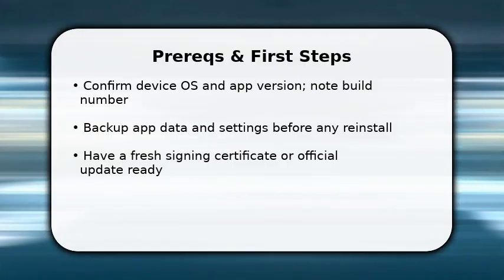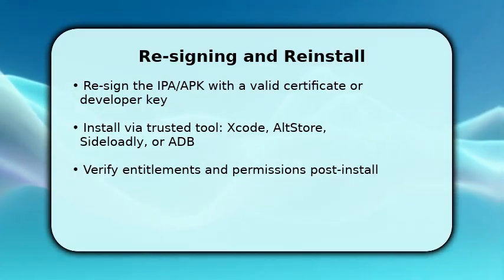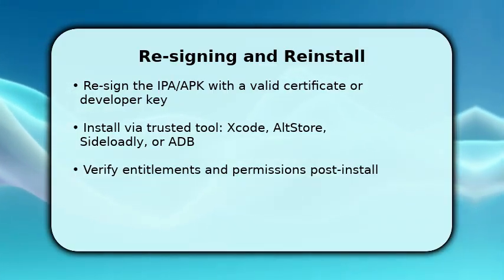You will re-sign the package using a valid developer certificate because a revoked signature is the usual cause. Export or import the certificate into your signing tool, then apply it to the IPA or APK.